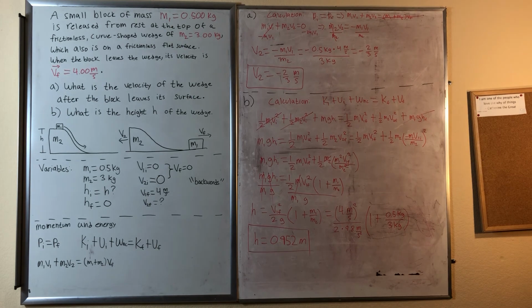After dissecting this problem and realizing this is a backwards momentum problem, we found that the wedge moves at negative 2/3 meters per second, and using this velocity, found through conservation of energy that the height of the wedge is 0.952 meters tall. I hope these intro problems are as helpful for you as they are for me.